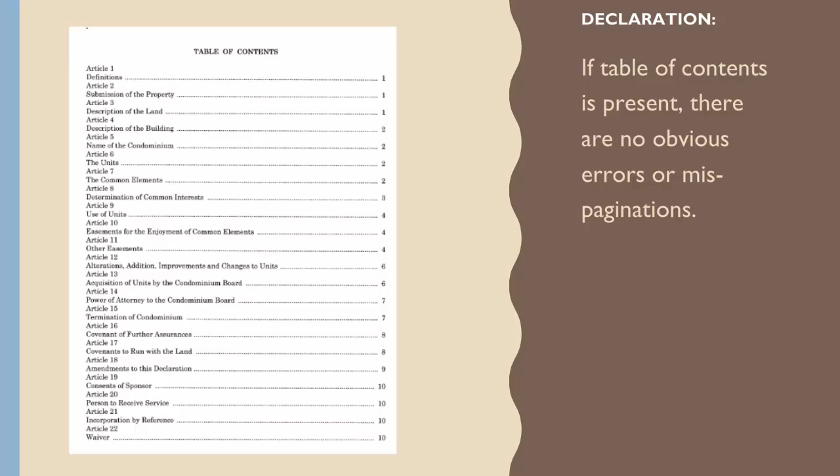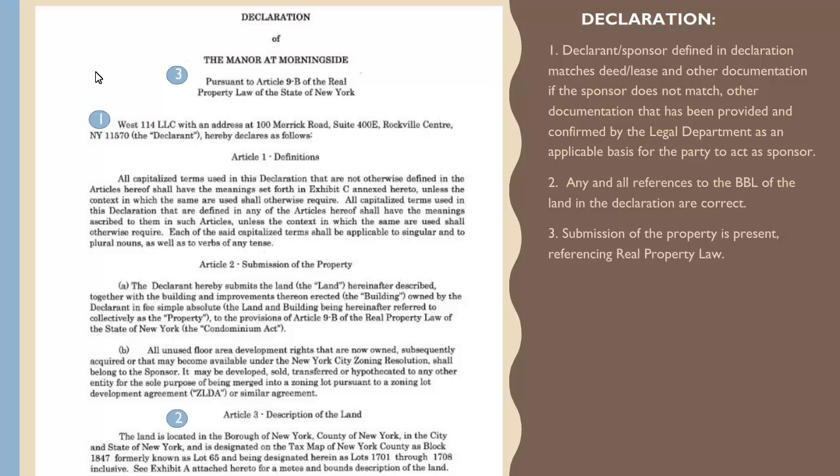Declaration. If the table of contents is present, there are no obvious errors or mispaginations. Declaration's 3 parts. Part 1. Declarant/sponsor defined in declaration matches the deed/lease and other documentation. If the sponsor does not match, other documentation that has been provided and confirmed by the legal department as an applicable basis for the party to act as sponsor.